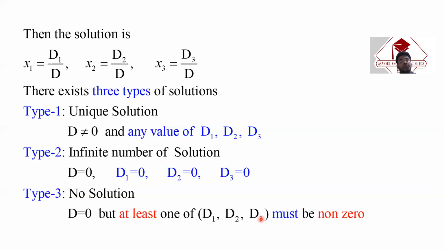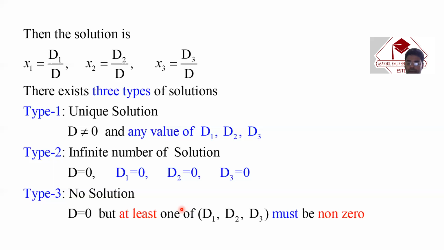So this is the main information. First, you have to check D. If D is not equal to 0, directly you can state a unique solution. But if D becomes 0, then you can't conclude, because there exist two types of solution: one is an infinite number of solutions, another is no solution. To identify which, you have to calculate D1, D2, D3. If all D1, D2, D3 are equal to 0, then you can say there exists an infinite number of solutions. But if at least one of D1, D2, D3 is non-zero, then you can conclude that there is no solution. Please memorize this information.